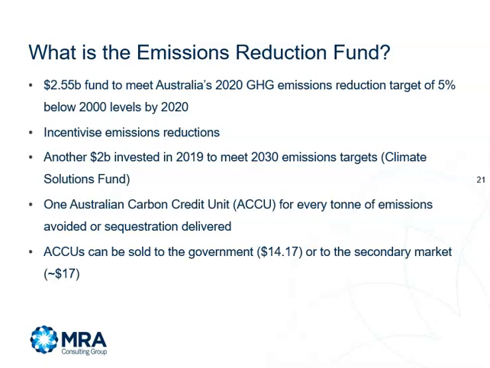Credits can be sold to the government through a reverse auction or to the secondary market. The average ACCU price in the last auction was $14.17 per ACCU, while the current average price on the secondary market is close to $17 or $18 per ACCU. In 2019, the government invested another $2 billion in the Climate Solutions Fund, which is essentially a continuation of the Emissions Reduction Fund. This means that the government has committed to continue purchasing ACCUs, and reverse auctions will continue to be held for the foreseeable future.